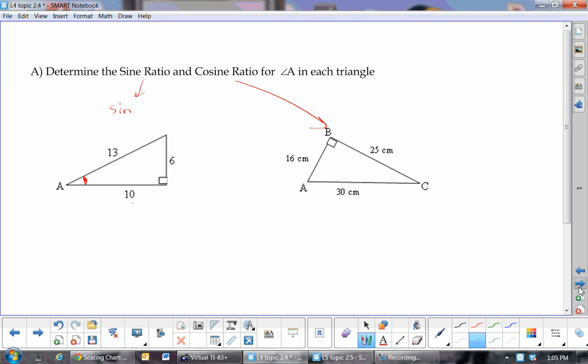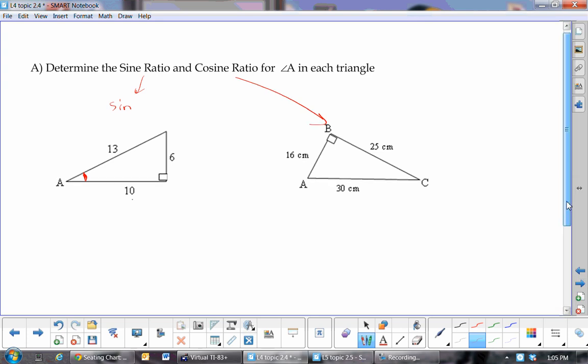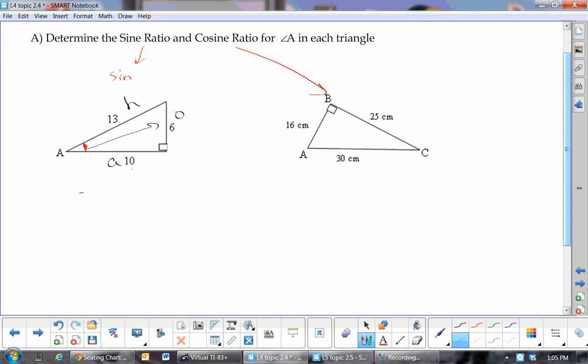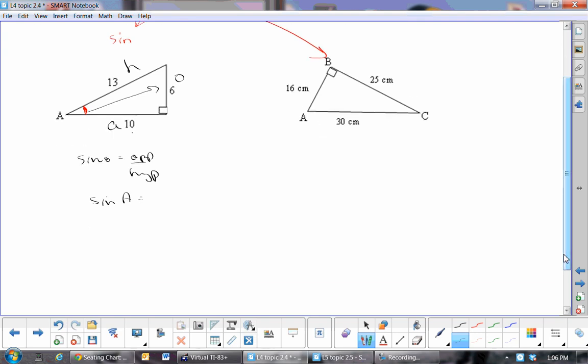So, before we get too far, let's label our triangle, okay? This would be the opposite, adjacent and hypotenuse. So if we're using sine, I will go sine theta equals opposite over hypotenuse. Sine A equals opposite is 6 and hypotenuse is 13. See, if I had labeled my triangle, it's kind of a no-brainer.